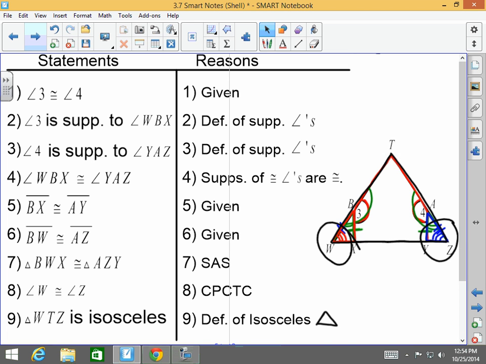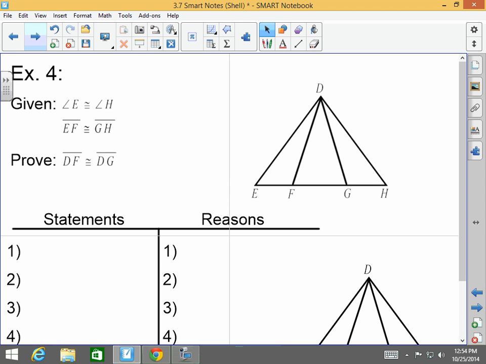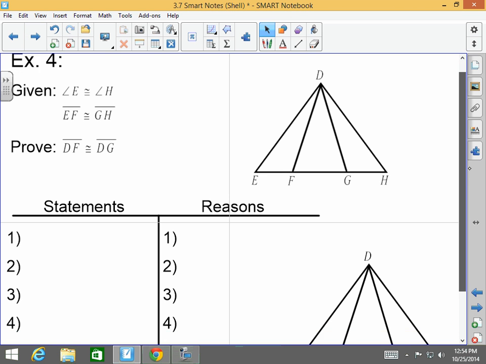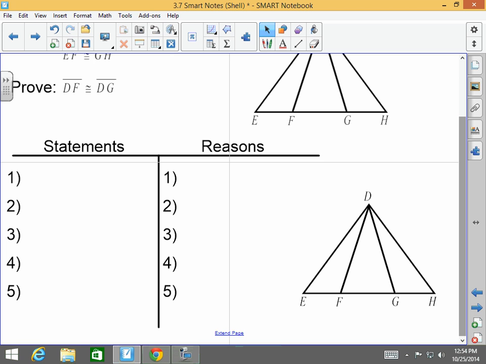Now, last but definitely not least, example 4. I have that angle E is congruent to angle H. I have that segment EF is congruent to segment GH. And I'm trying to prove that segment DF is congruent to segment DG. Again, I want to make the proof very easy for you to understand, so I drew the figure again to the right of our statement and reason columns. Number 1, angle E is congruent to angle H. That's a given.